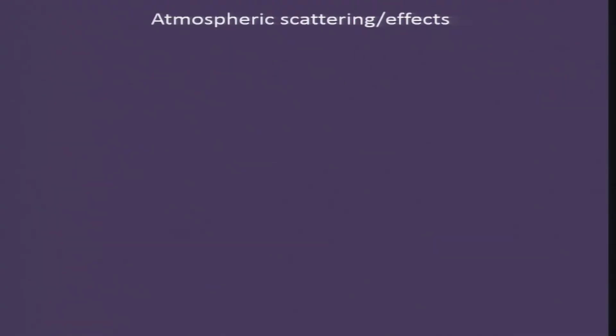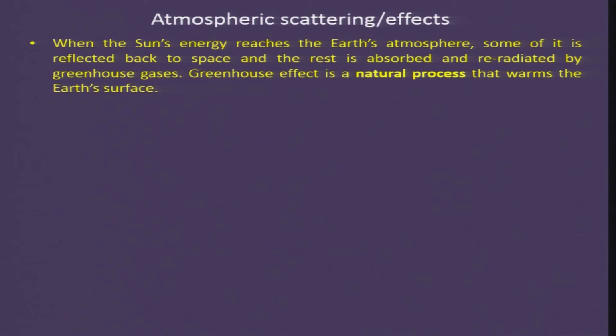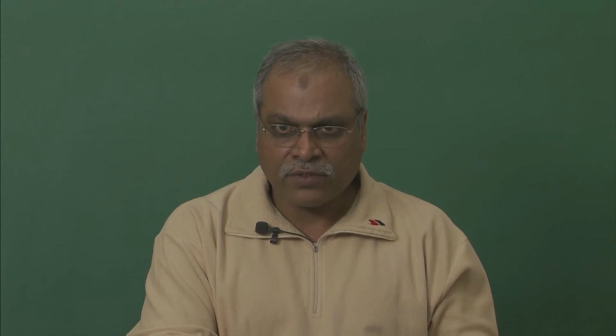This is another important part, that is atmospheric scattering and its effects. When the sun's energy reaches the Earth's atmosphere, some of it is reflected back to space and the rest is absorbed and radiated by the greenhouse gases. If you go back to the first lecture, you will understand the importance of what we were talking about, the atmosphere.